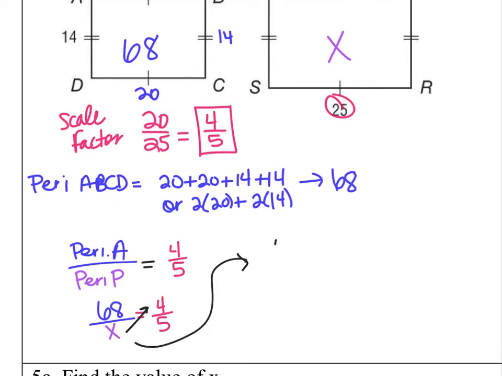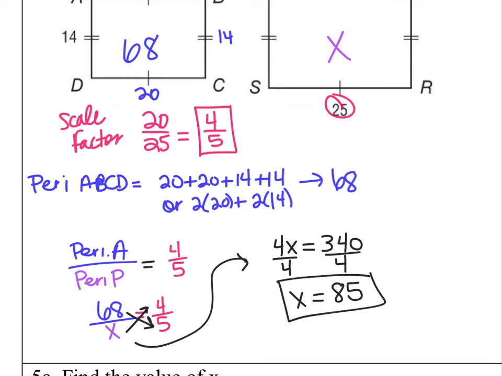We get 4x equals 340. Right? When we divide this by 4, x is a total of 85. So our perimeter of PQRS is going to be 85 units. Okay?